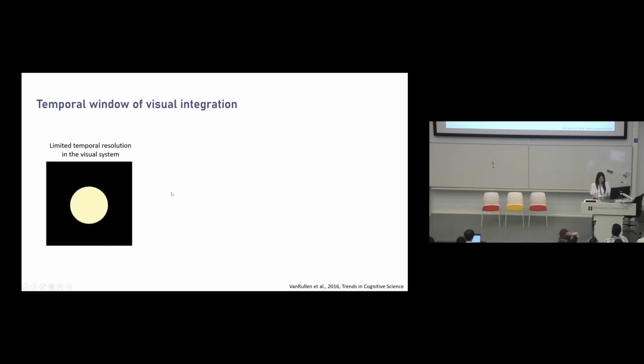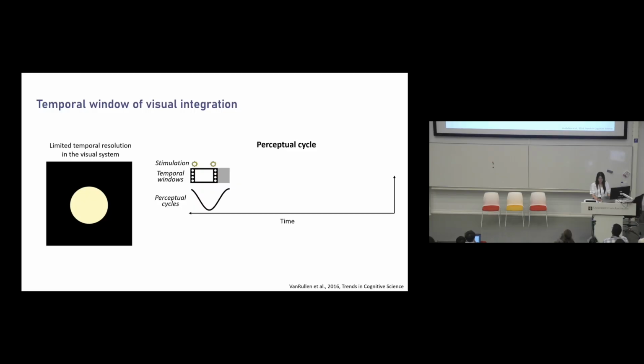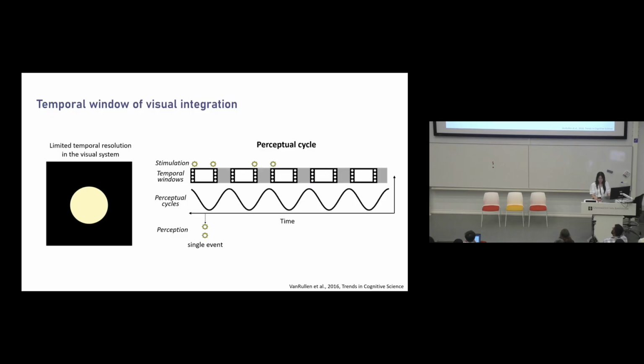In this video, you can see a sequence of flashing circles. At first, you can see the individual flickers, but as they speed up, they stop feeling separate and begin to merge. To frame this, VanRullen proposed the idea of perceptual cycles. More precisely, if two consecutive stimuli align with a single perceptual cycle, or single temporal window, the two stimuli are more likely to be perceived as a single event. If two stimuli align with different cycles, people would likely perceive them as different events.